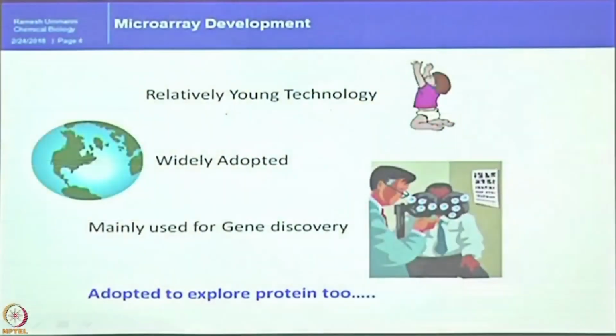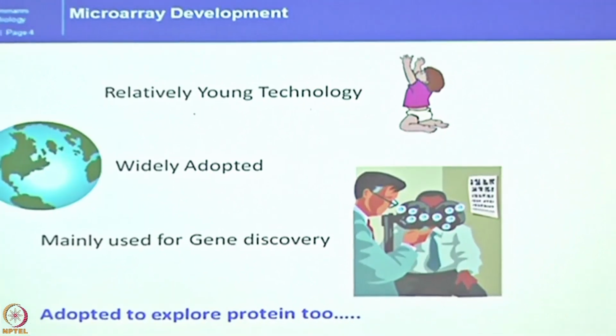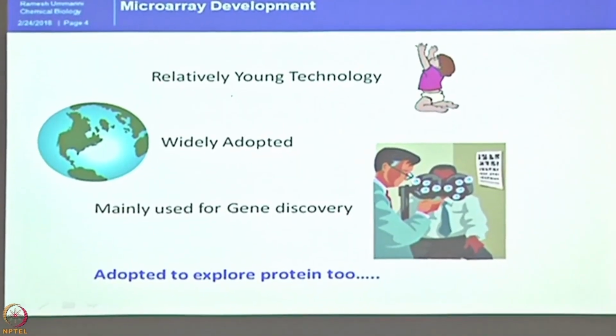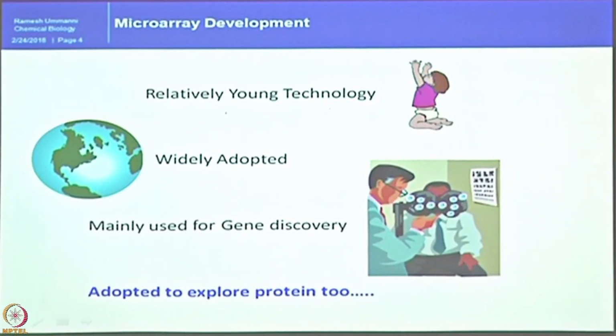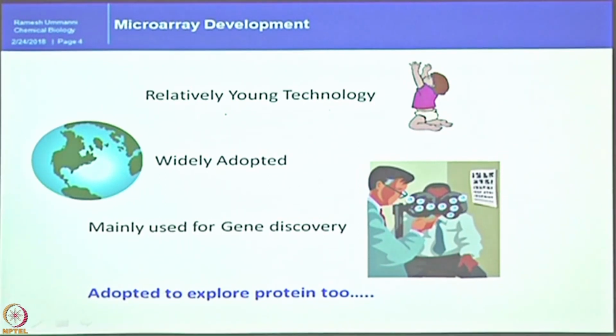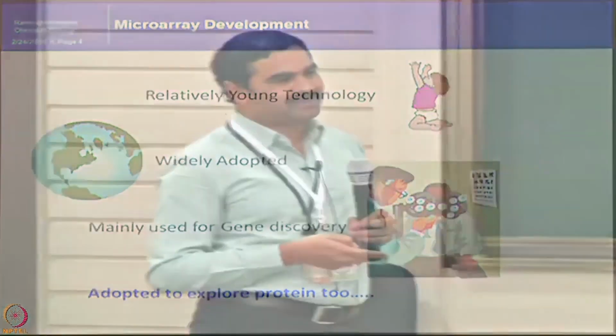Microarray development is a relatively young technology, widely adopted by many researchers for many different applications, and mainly used for gene discovery, but our clever proteomics community has adapted it to protein analysis as well. When I started protein microarray projects, I thought array only meant a DNA array. I didn't know protein arrays existed at all. Then I understood that the array name is in fact more exploited by proteomics people than genomics people. That's what I always claim on open platforms.